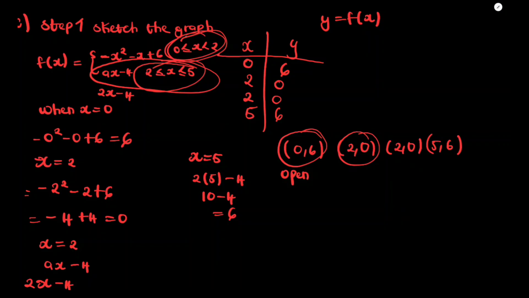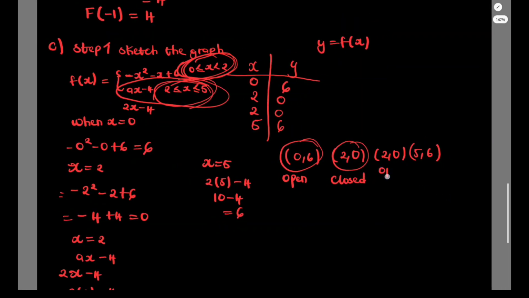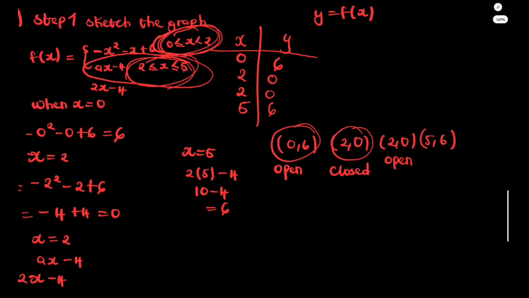(2, 0), we derived it from here. 2 is in the range, 0 is in the range, so it is closed. The third (2, 0), we derived it from this interval. 2 is in the range, but 0 is not in the range. So this one is going to be open. And (5, 6): 5 is in the range, but 6 is not in the range. So this will still be open.